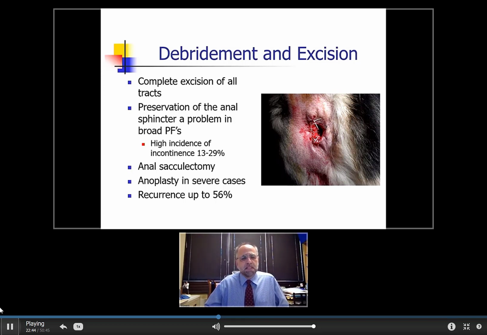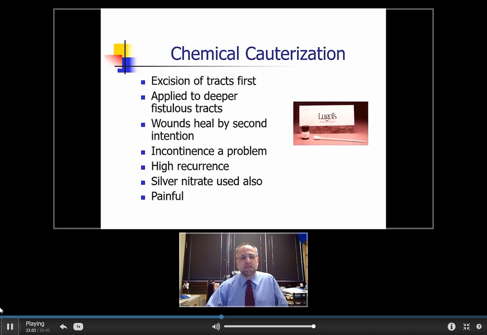There is a concern about causing some fecal incontinence in some of these areas. We may have to do anal sacculectomies in conjunction. And unfortunately, the recurrence rate with surgery is higher than it is with cyclosporine. So in these cases, again, medical management is certainly preferred.